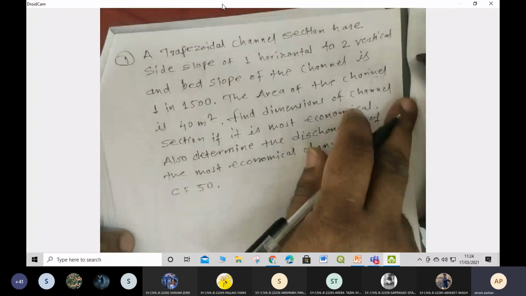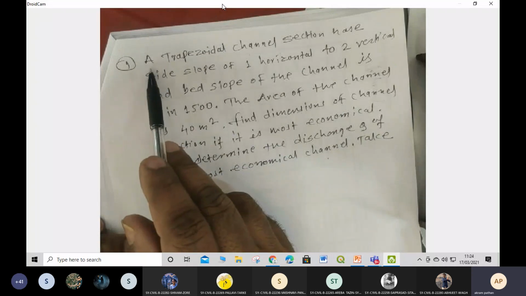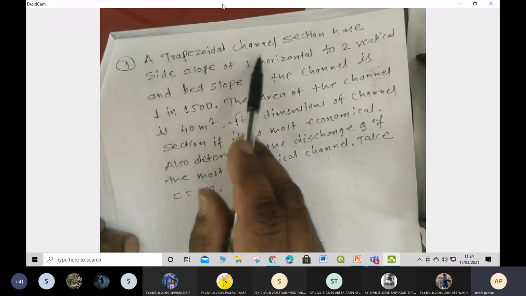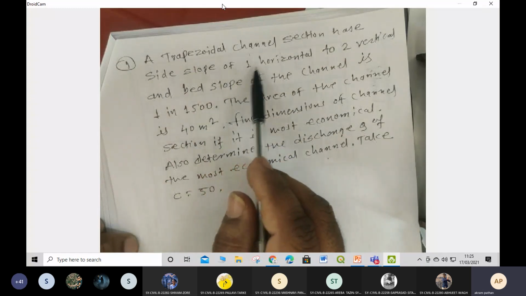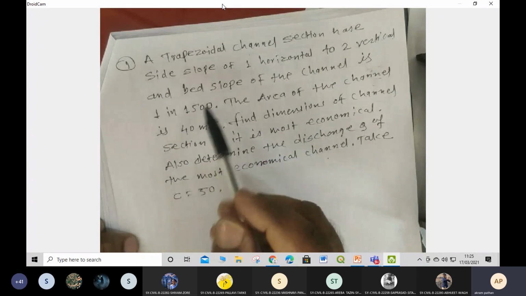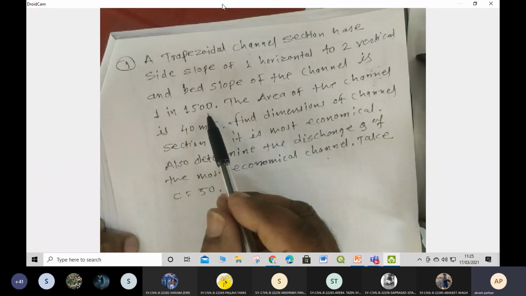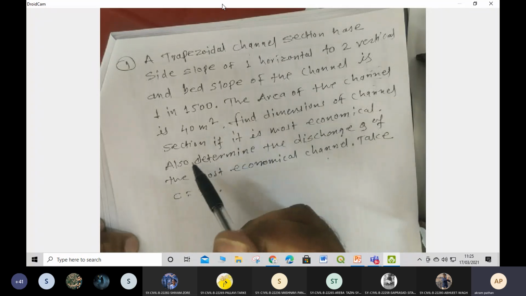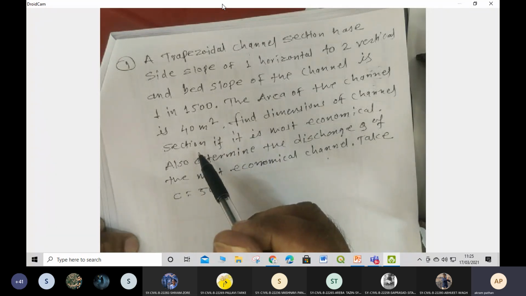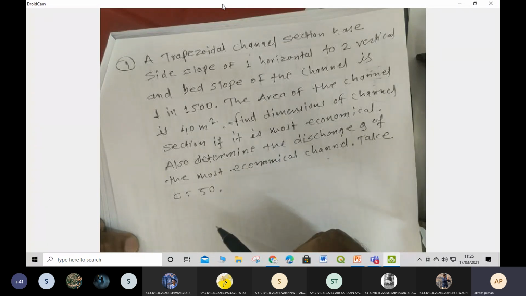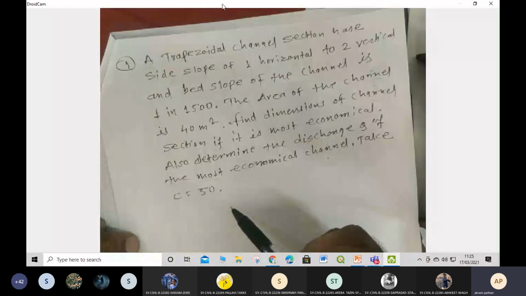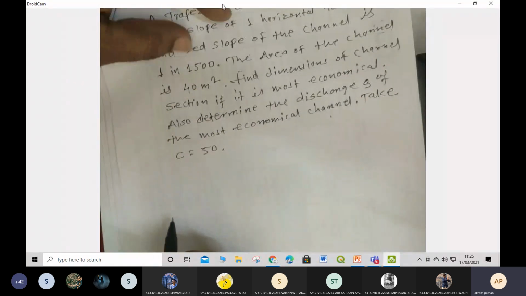So this is the problem. Once again I will repeat it. A trapezoidal channel section has a side slope of 1 horizontal to 2 vertical, and the bed slope of the channel is 1 in 1500. The area of the channel section is 40 meter square. Find the dimensions of the channel section if it is most economical, and also determine the discharge Q of the most economical channel section. We have to take Chezy's constant C is equal to 50. Okay, so this is the given.